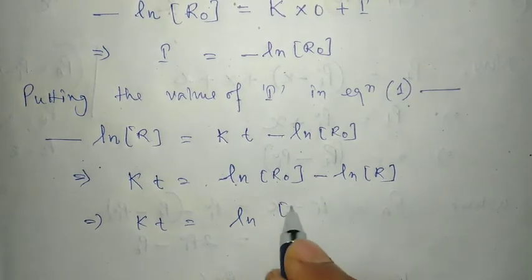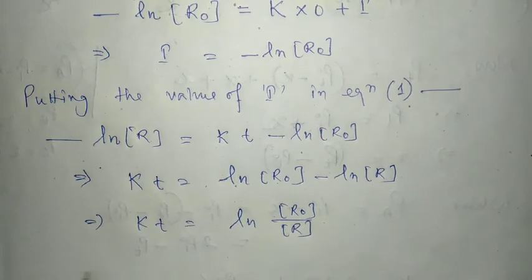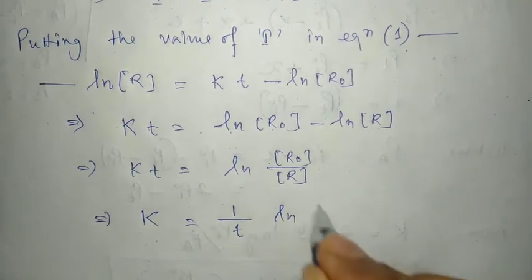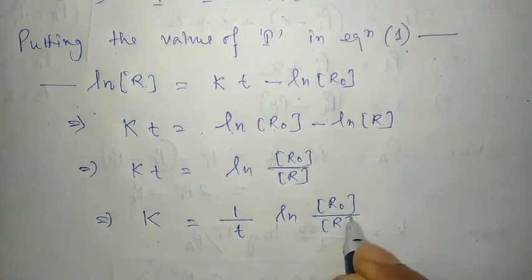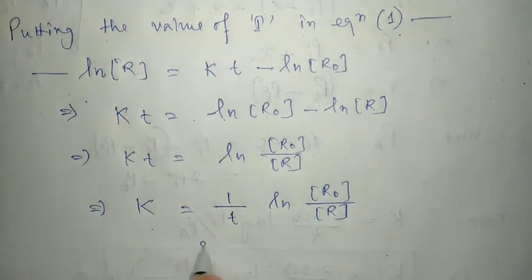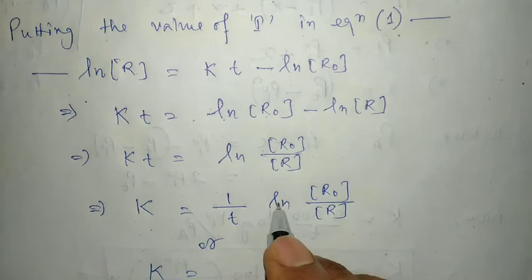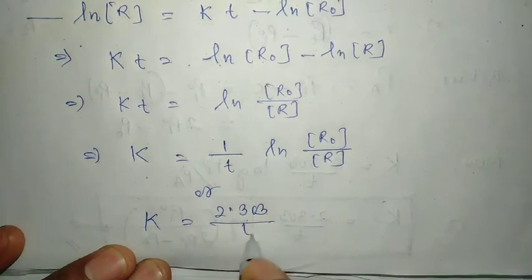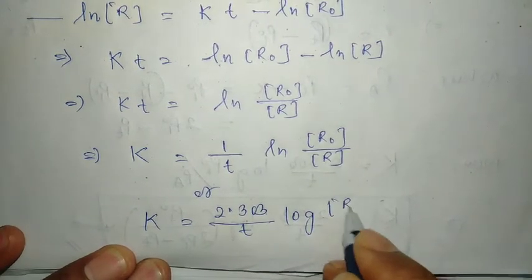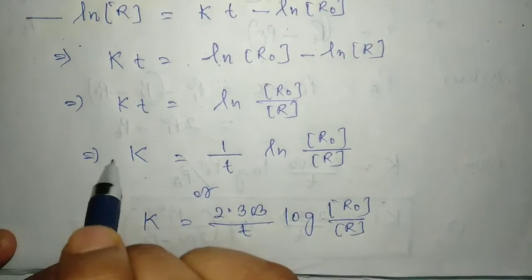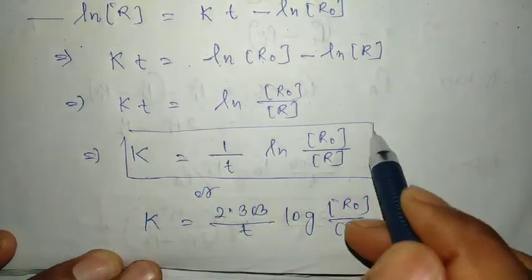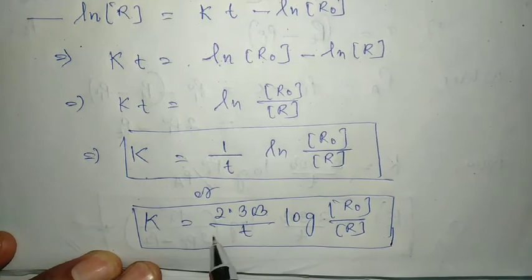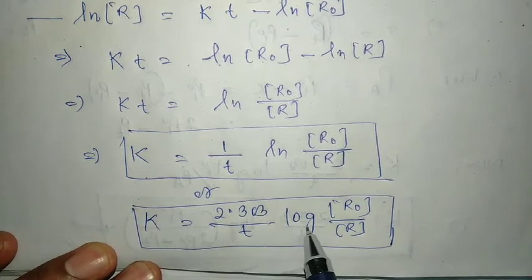So this is ln R0 divided by R. So k equal to 1 by t ln R0 divided by R. Again, converting ln into log, we have to put k equal to 2.303 divided by t log R0 divided by R. So this is the integrated rate equation for a first order reaction in the logarithmic form.